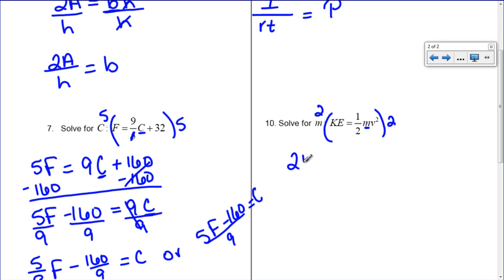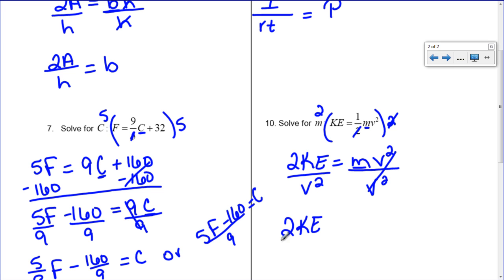So I get 2 Ke. This cancels my fraction, and now I have mv squared. Well, I want m by itself, so I have to divide both sides by the v squared. So I get 2ke divided by v squared equals m.